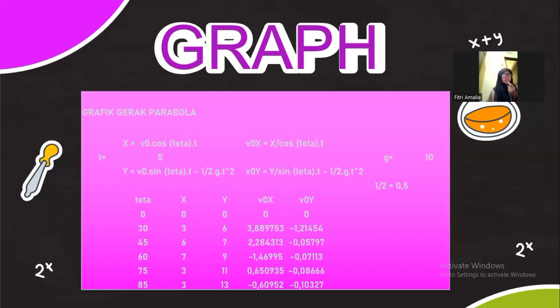And the gravitation, we know that gravitation is 10 meters per second squared, and a half is equal to 0.5. This is the result that I get for the v0x and the v0y that I calculated before from the x value and y value and the theta.